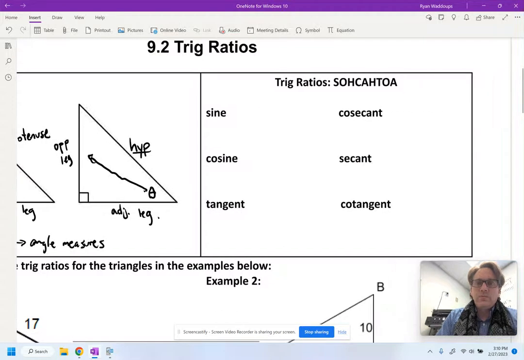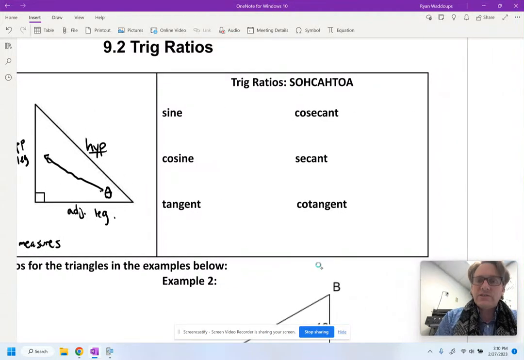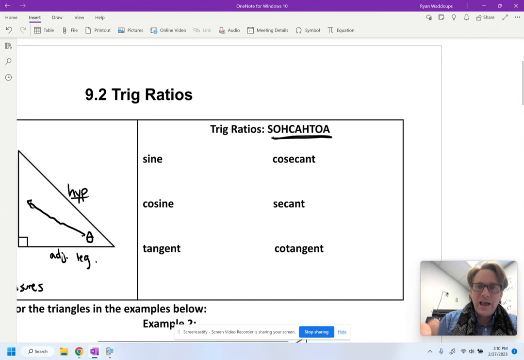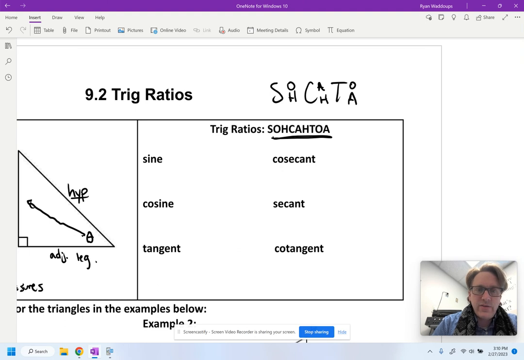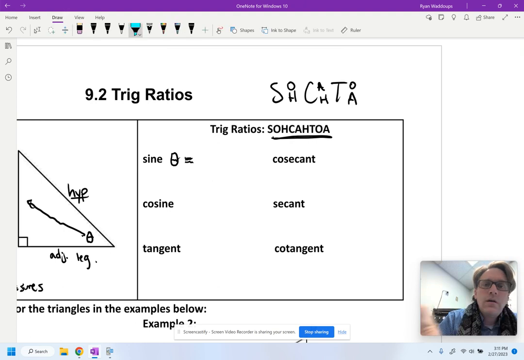Okay, so the sine, so we've got this mnemonic, SOH CAH TOA. I like to write it like this. SOH. And the sine of a given angle theta is the O over H, or the opposite leg over the H, which is the hypotenuse.